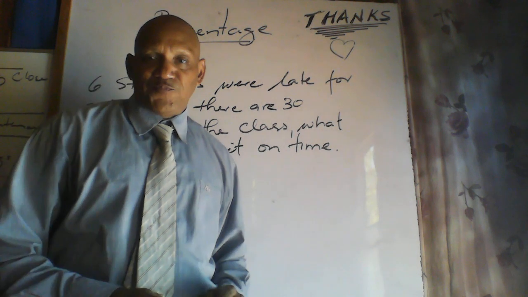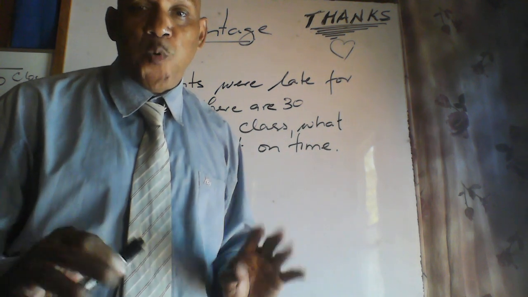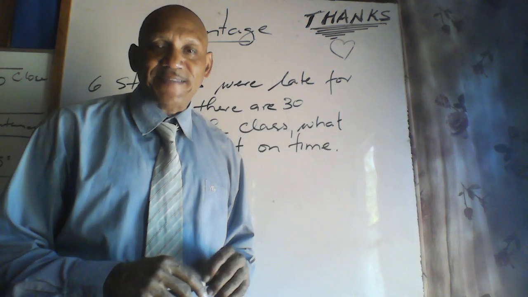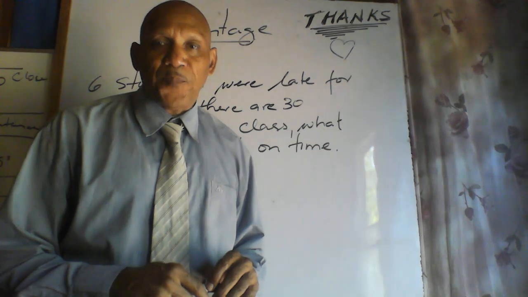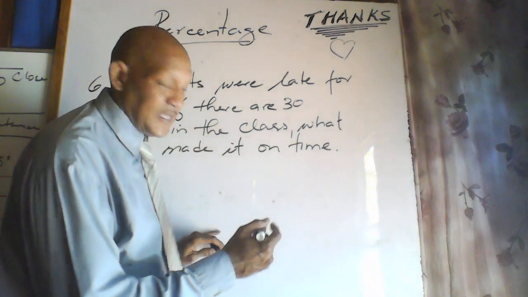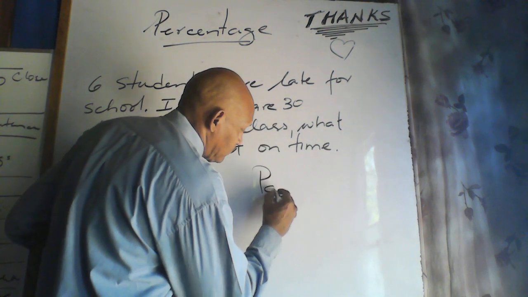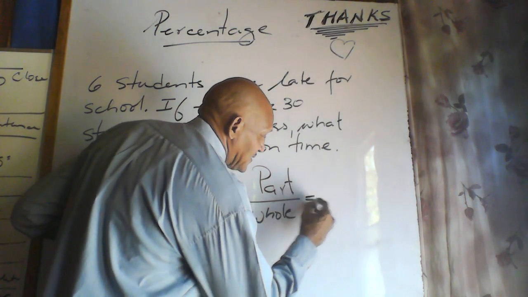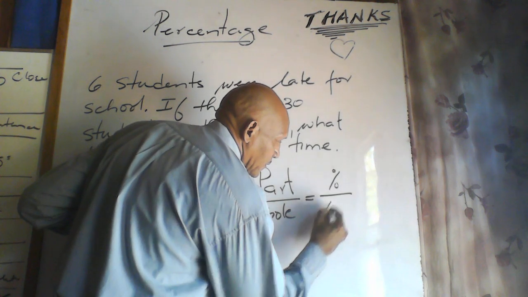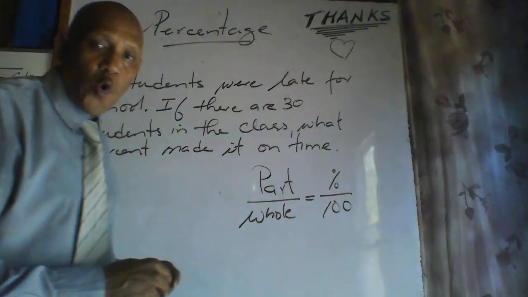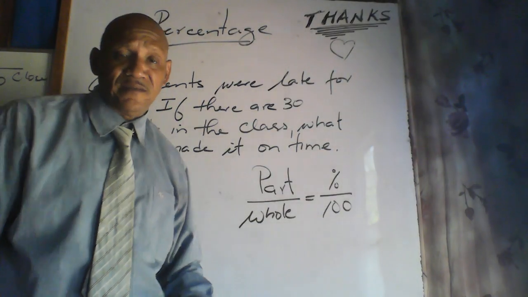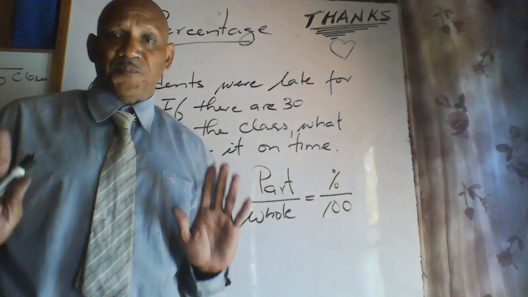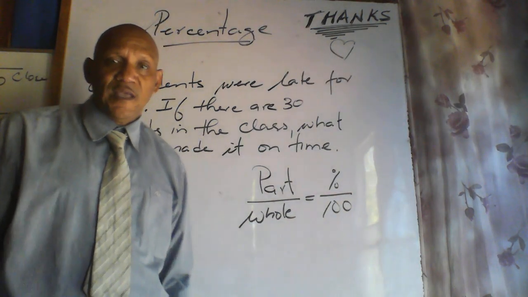How do I set my percentage problem up? I set it up proportionally. How do I set up a proportional percentage problem? The formula is part over the whole is equal to percentage over 100. This is my formula. The part over the whole is equal to the percent over 100. You have to remember that.